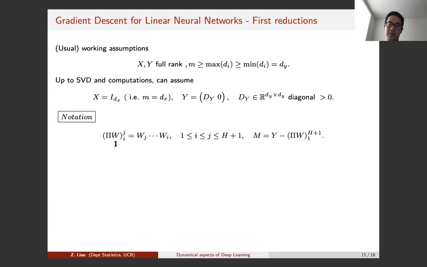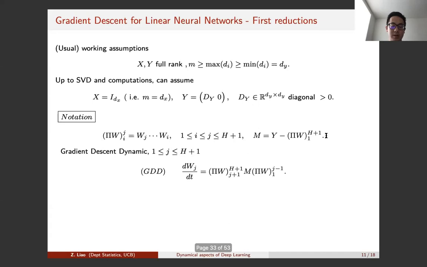So this product of W is just a multiplication of different W's. And this M is in fact the error matrix between the target and the output of the neural network. Recall that we have X already simplified to the identity. Okay, so now we're doing some calculus. We can show that the gradient dynamic is going to be given by this differential equation.